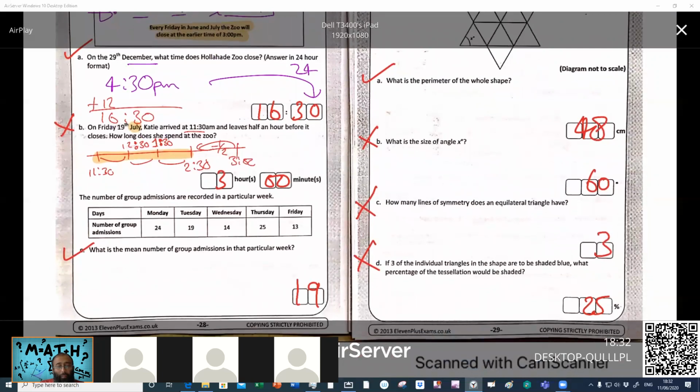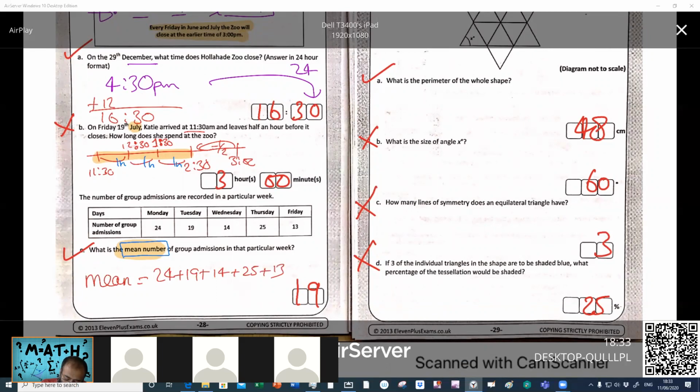Read question C for me, please. The group admissions are recorded in a particular week. A day's number of group admissions: Monday 24, Tuesday 19, Wednesday 14, Thursday 25, Friday 13. What is the mean number of group admissions in that particular week? Okay, so what's the key word which I've highlighted? Mean number. Okay, what does the mean number mean? When you add all of them up and divide by how many there are. Okay, that's fantastic.